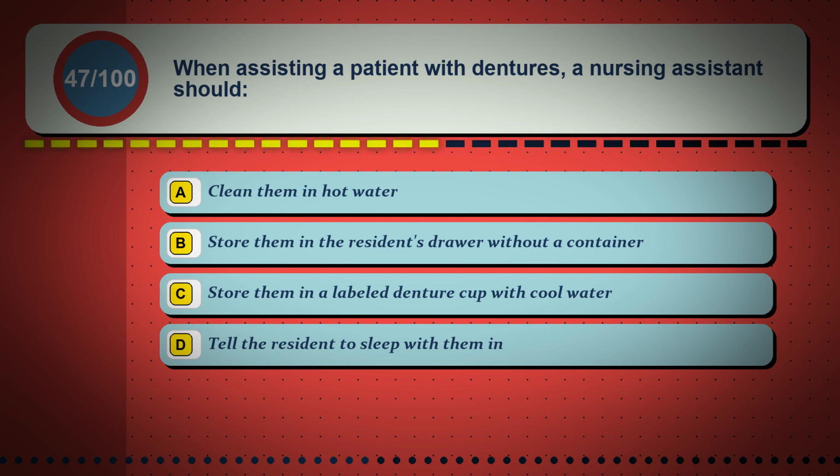Option B, store them in the resident's drawer without a container. Option C, store them in a labeled denture cup with cool water. Option D, tell the resident to sleep with them in.